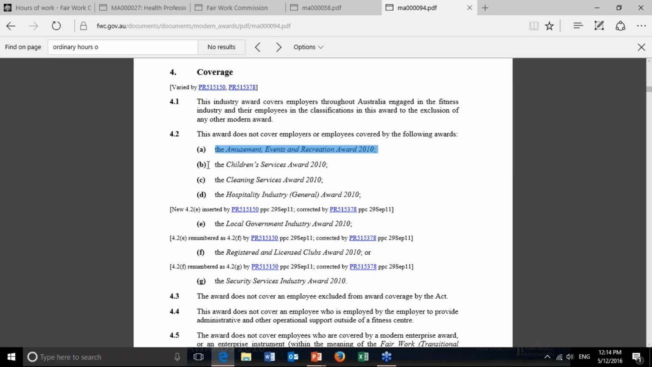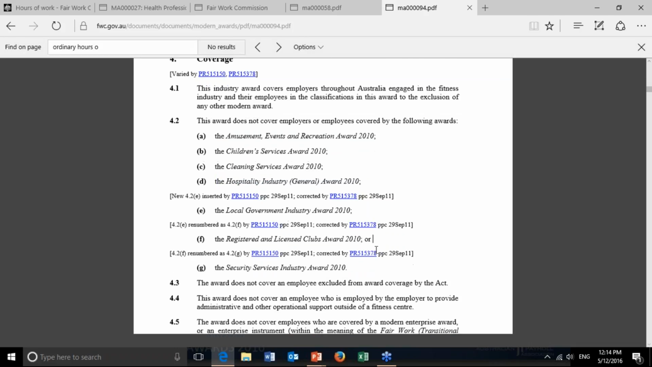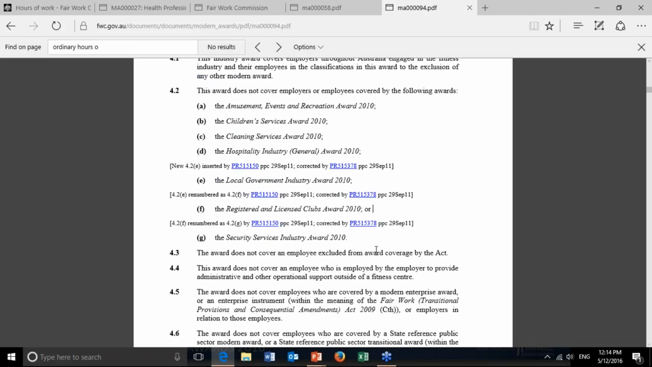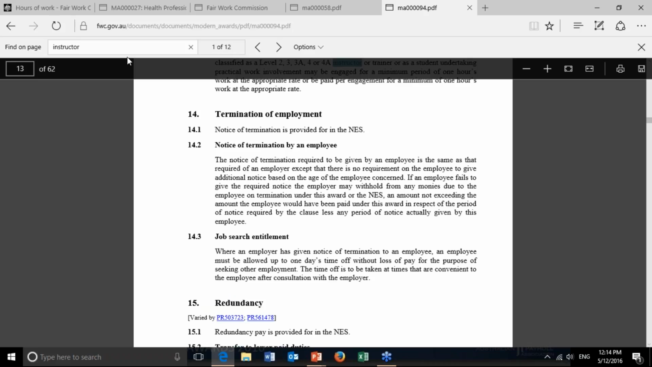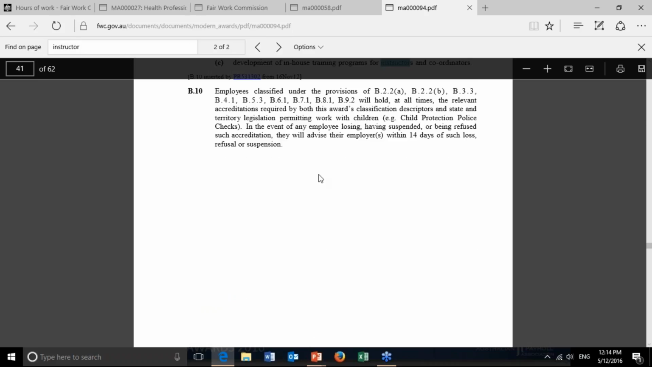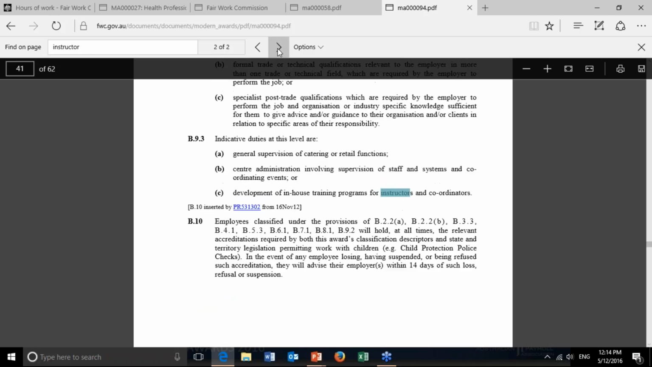Yes, I agree, it's not that industry. It's her own Pilates studio. Let's see if there's a provision here for an instructor. No, because I can't spell. Instructor. Seems like there's a provision in here for an instructor. Let's have a look. No, maybe. Possibly.